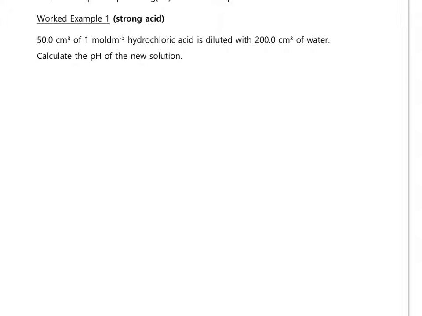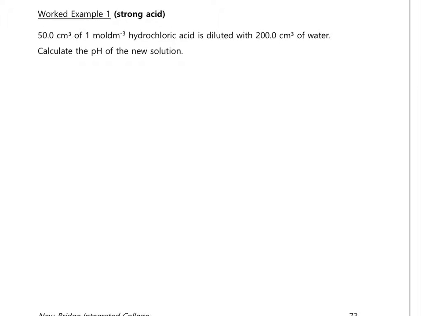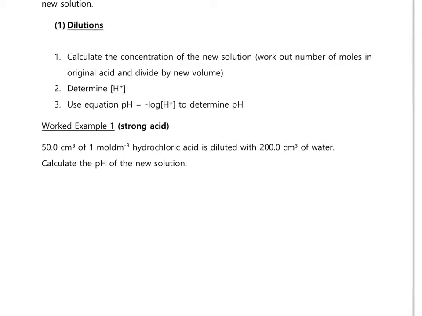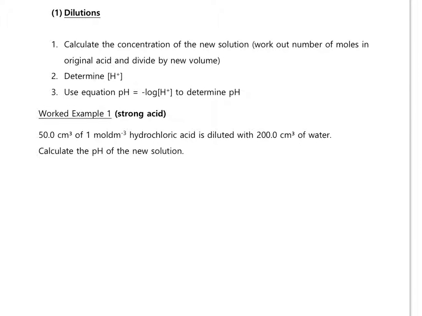So let's have a look at an example. And this example involves a strong acid. So here we've got 50 centimetres cubed of a 1 molar hydrochloric acid solution, and we're diluting it with 200 centimetres cubed of water. And we're asked to calculate the pH of the new solution. So what we want to do, if you look back at step 1, we need to calculate the concentration of the new solution, and in order to do that we need to work out the number of moles in the original acid and divide by the new volume.